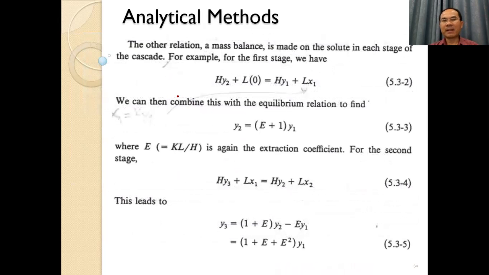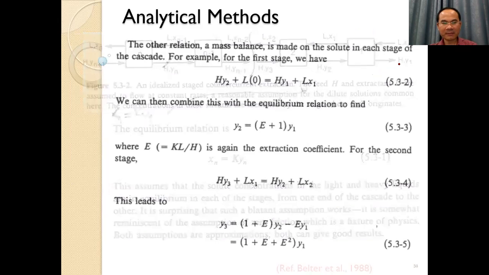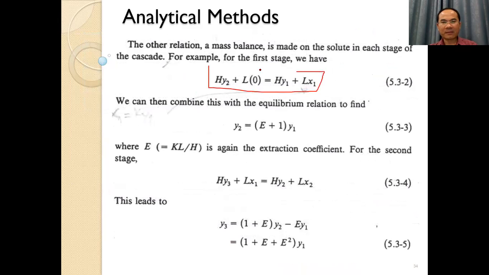And also, if we balance for the first step, for this case, there is no generation, no consumption, and no accumulation because we operate at steady state, or in-and-out continuously. For this case, input Sy2 plus Lx0 equals Lx1 plus Sy1. That's like the balance for the first step. And then you can substitute x1 equal to Ky1, something like this. And then you can solve for y2 equal to (E plus 1) y1. That's right. And then you substitute E like this.